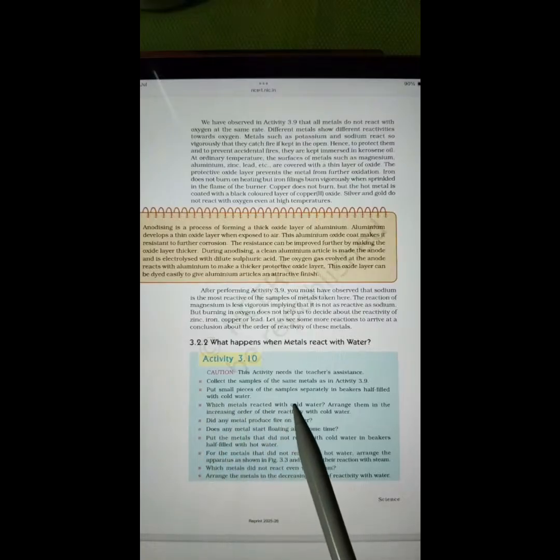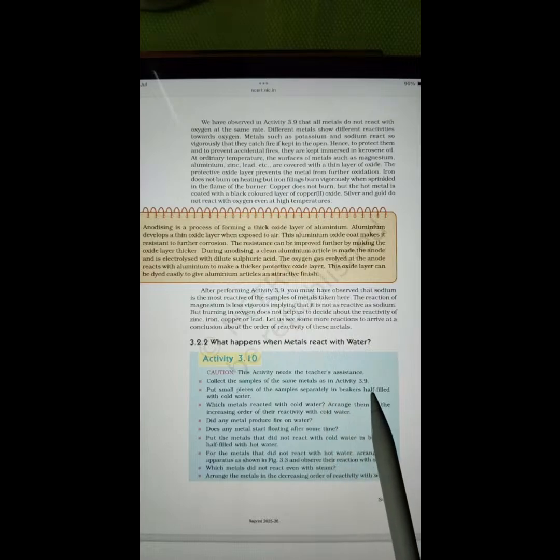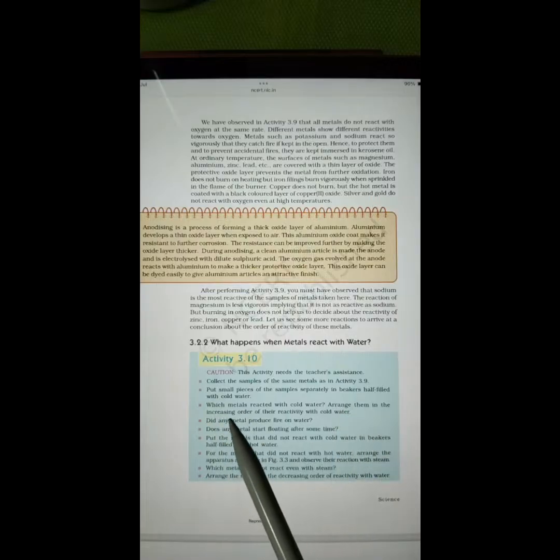Collect the samples of the same metals as in activity 3.9. Put small pieces of the samples separately in beakers half filled with cold water. Which metals reacted with cold water? Arrange them in the increasing order of their reactivity with cold water. Did any metal produce fire on water? Does any metal start floating after some time?